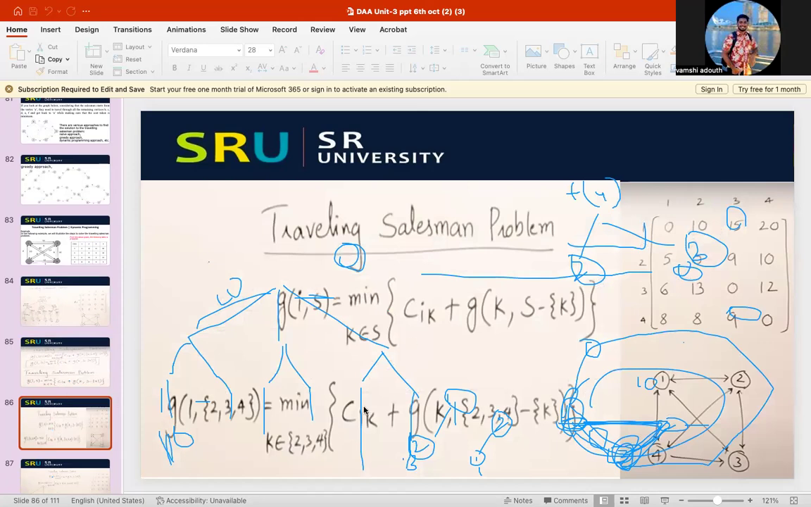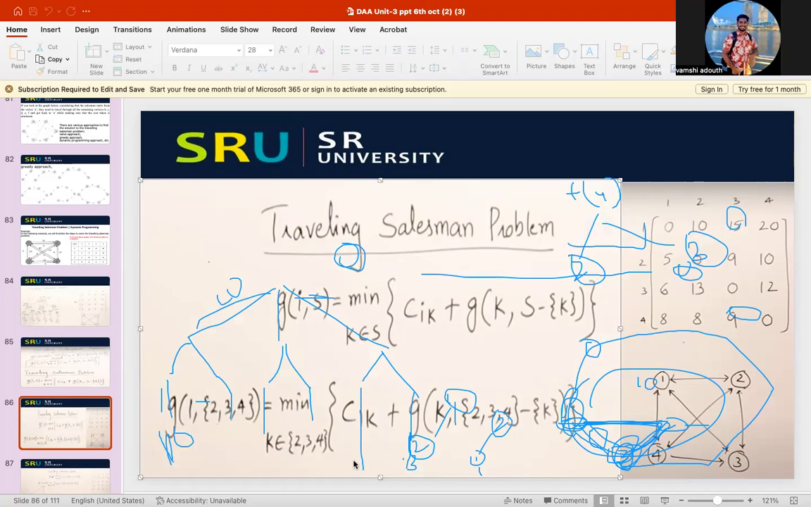Now we are traveling from, if we choose, from 1 to 2. The starting vertex is 1. The remaining vertices are 2, 3, and 4. That we have to write here. If we are starting from 1, that is the value of i. So i equal to 1. Then S equal to 2, 3, 4, and k belongs to S. So S values we already know, 2, 3, 4. We have noted.